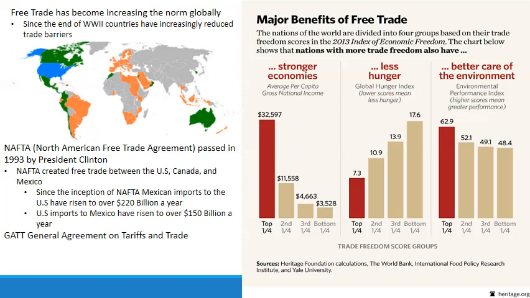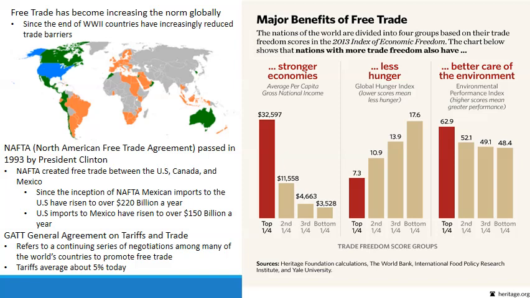The other one is GATT, the General Agreement on Tariffs and Trade, and it refers to a continuing series of negotiations among many of the world's countries to promote free trade. It's taken tariffs down from 40% after World War II to about 5% today. And so what we see is that international trade is benefiting everyone involved. It's based on comparative advantage, which can be measured through domestic versus world prices. All countries are importing and exporting different goods. No matter what they're doing, you see an overall rise in economic well-being because the gains from trade are greater than the losses.